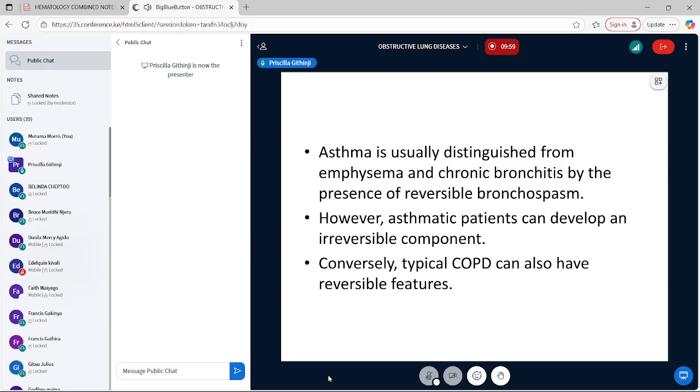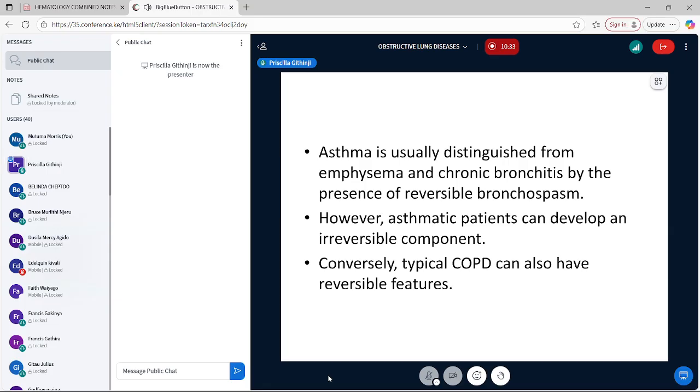As for asthma, it is usually distinguished from emphysema and chronic bronchitis by the presence of reversible bronchospasms. So for those who are asthmatic, they'll have periods where they wheeze, and then when they're put on medication, this wheezing goes away. So this is because of that reversible bronchospasm. So when your airways are closed, it's reversible. Once you institute proper management, those airways will open up again.